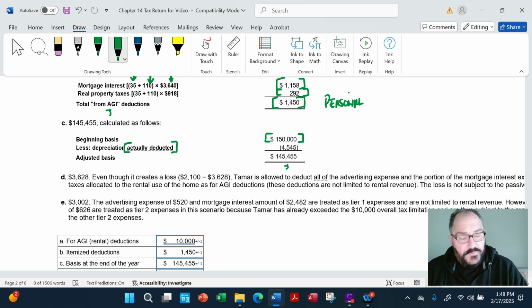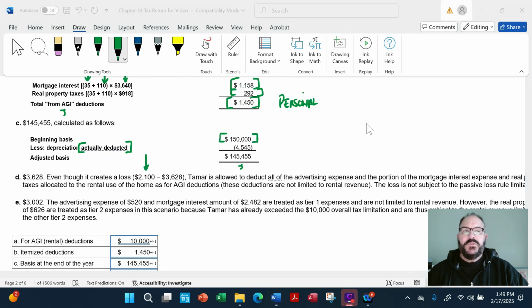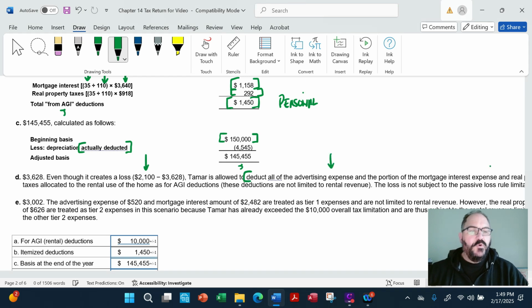Now the next question had to do with what happens if this was all the money that she took in. Okay. So now we're down to the part where we're taking a look, what if she made less money? So now there are some limitations involved. So notice what they tell you. Tamara's allowed to deduct all of the advertising expense and the portion of the mortgage interest expense and real estate taxes as part of the home. These are not limited to rental revenue. So basically there's a limitation.